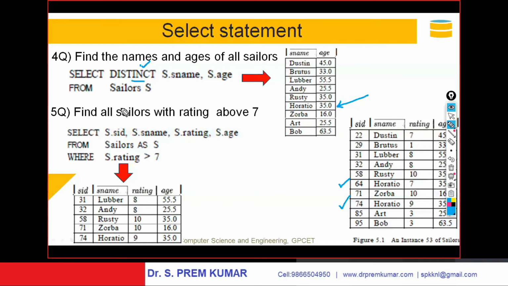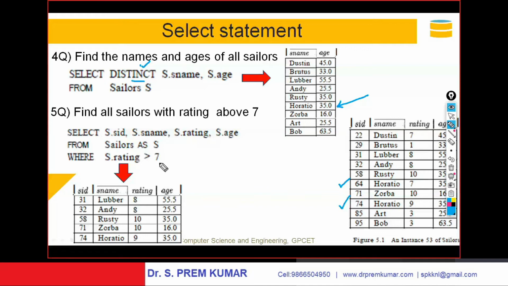Find all sailors whose rating is above 7. I want only sailors whose rating is above 7. What I am doing: select s.sid, sailor name, rating and age from sailor as S, or you can say sailor S, there is nothing wrong, both are one and the same. Where s.rating is greater than 7.